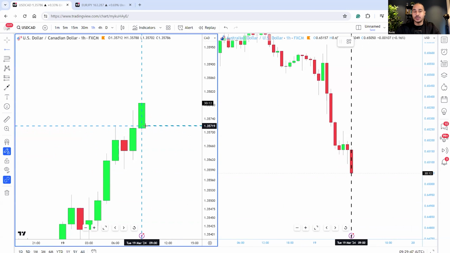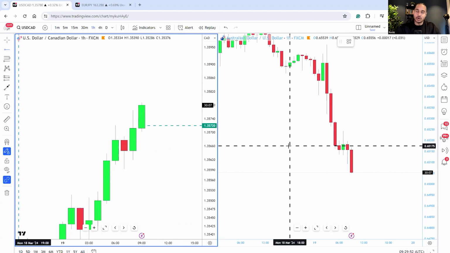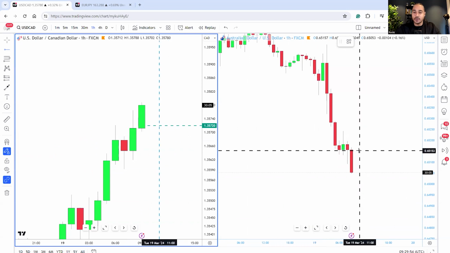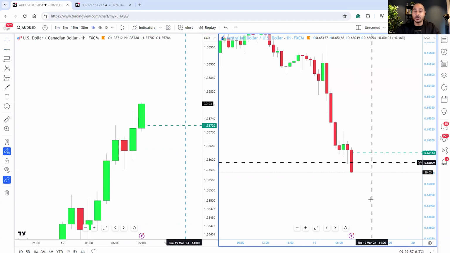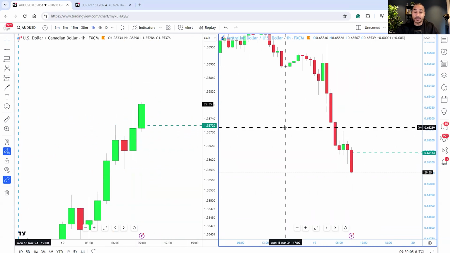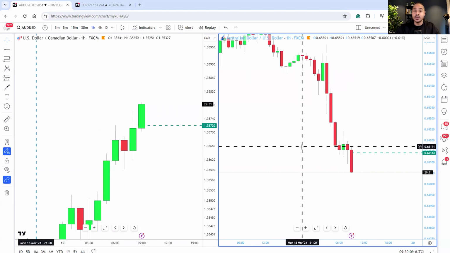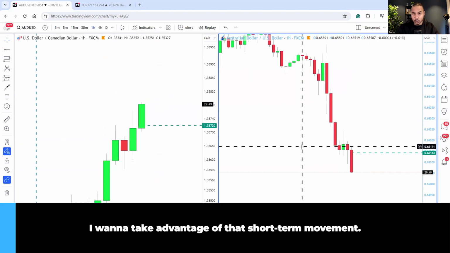I want to see USD CAD going bullish, and I want to buy USD CAD. What I'm going to do to add confluence to the idea that USD is strong, I want to see the exact same behavior developing on Aussie dollar USD, meaning that if this goes bullish, this must go bearish. Now, I know that there's a very high chance that this candle could close bullish to the left and bearish to the right, and I want to take advantage of that short-term movement.